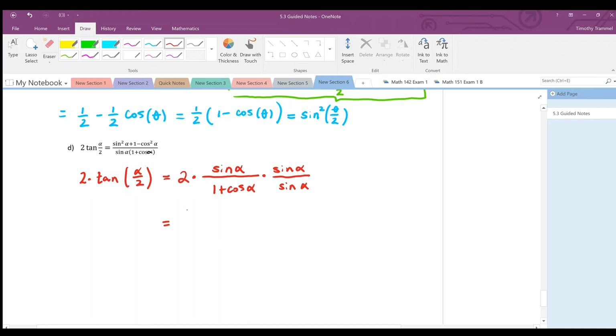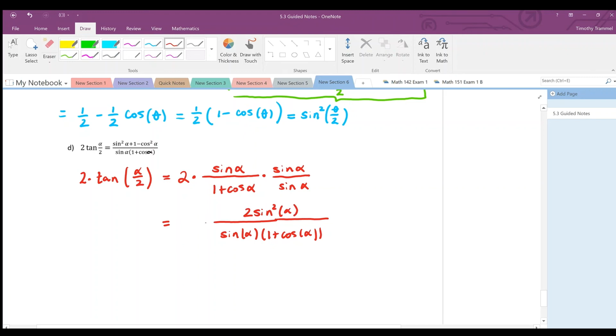And if we keep going here, looks like we have 2 times sine squared alpha. And in the denominator now, we actually have exactly what we wanted, which was a sine of alpha times 1 plus cosine of alpha. And notice as well here, on this right-hand side, there isn't a 2 out front, is there? So let's bring our 2 in the numerator with the sine squared alpha. So 2 sine squared of alpha.